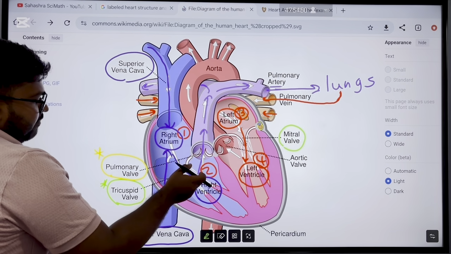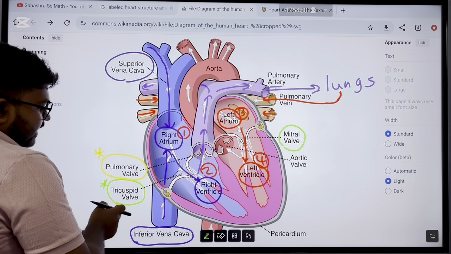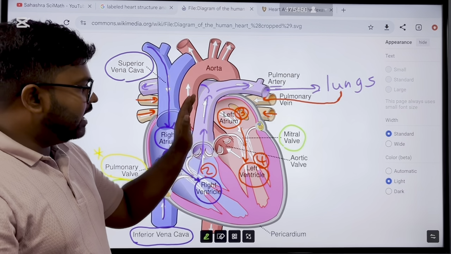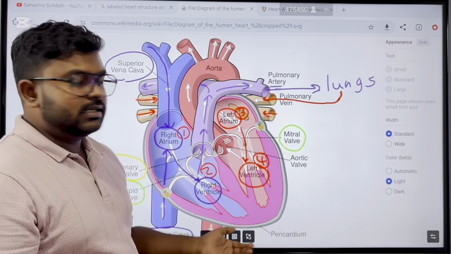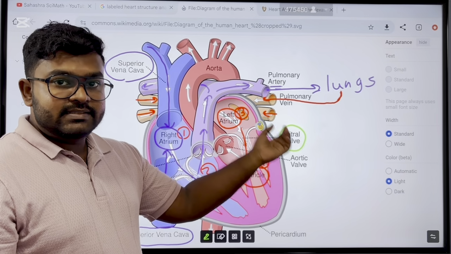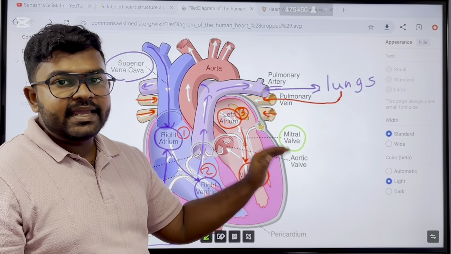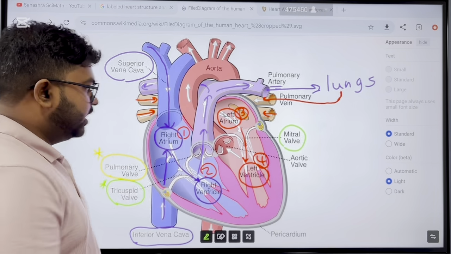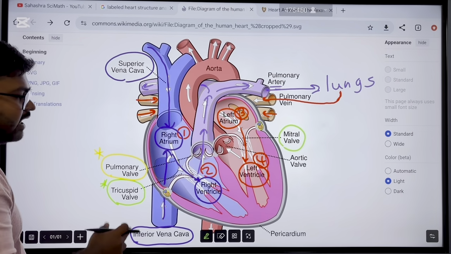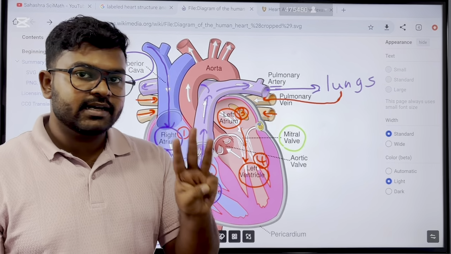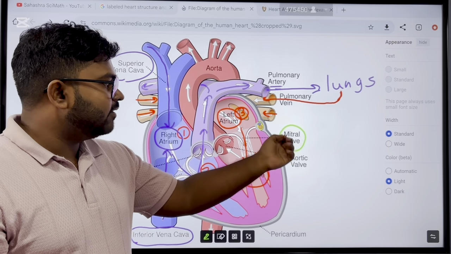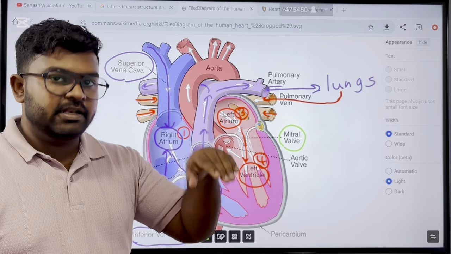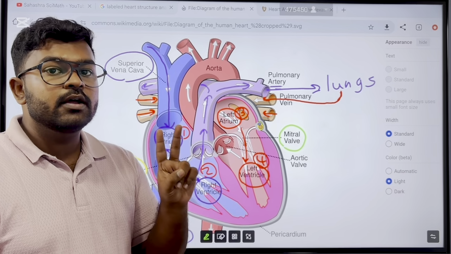Between the right atrium and right ventricle there is the tricuspid valve. Between the left atrium and left ventricle there is the mitral valve. This is also called the bicuspid valve because it has 2 cusps. Here this is called the tricuspid valve because it consists of 3 cusps. But the mitral valve is also called the bicuspid valve because it has only 2 cusps.